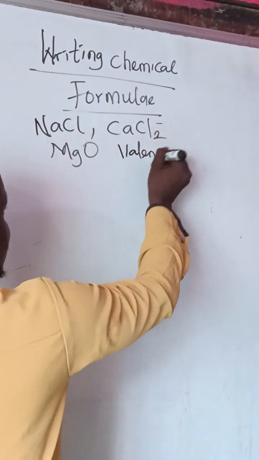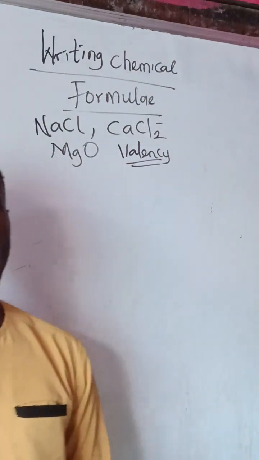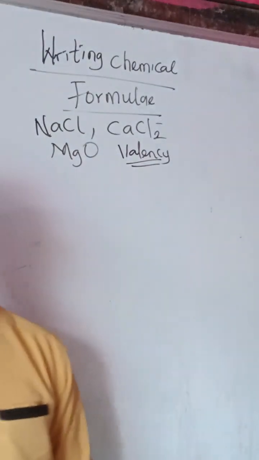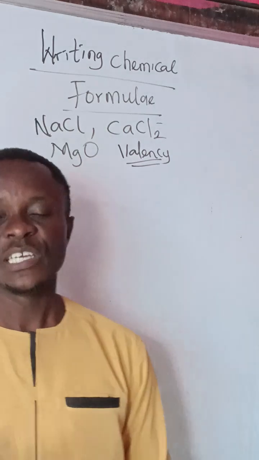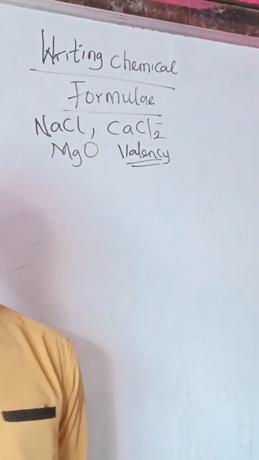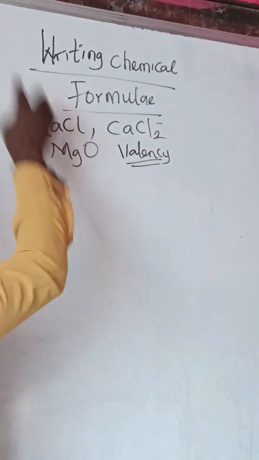Now, what is valency? Valency is defined as the combining power of an element. And we must understand that the difference between valency and oxidation number is this. In valency, we don't have charge, but in oxidation number, there is always charge attached to it. So now let's examine this.